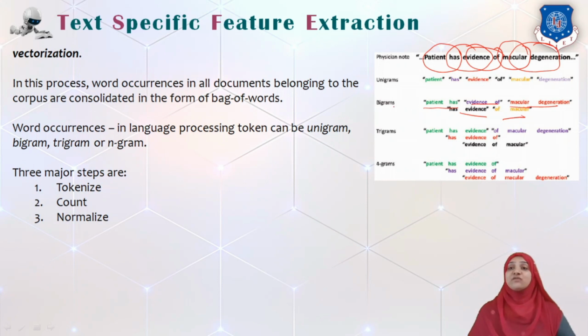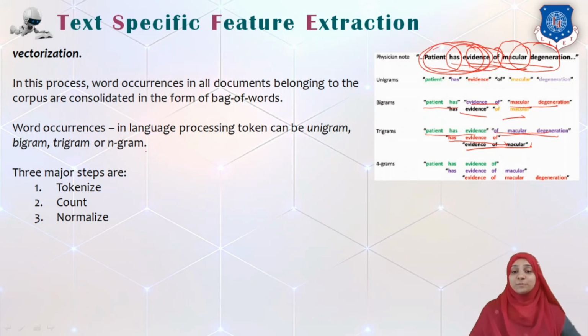Similarly, if we generate a trigram corpus, we will have three words in one token. "Patient has evidence" will be our first token. As you can see, "has evidence of" is our second token. "Evidence of macular" is our third token. And "of macular degeneration" is our fourth token. Likewise, I can have an n-gram corpus in which each token has n words. Okay, so this is the process of generating tokenization.